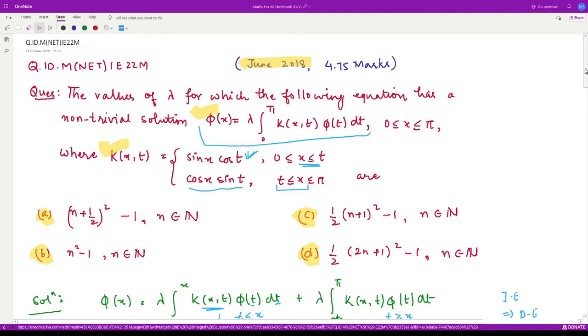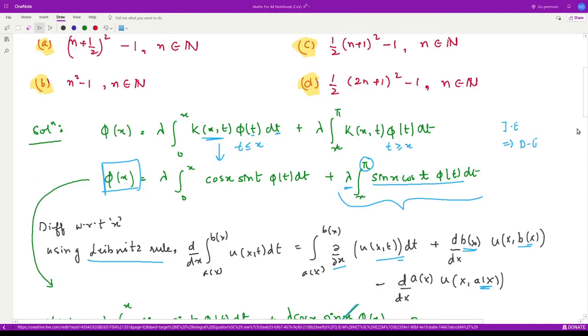So phi of 0, what would be that? From here you can see that if you put x is equal to 0, this first integral is from 0 to 0, so it becomes 0. And the second integral is 0 to pi of sine of 0, and sine 0 is 0, so this integral is also 0. So we have phi of 0 is equal to 0. This condition is true, right?